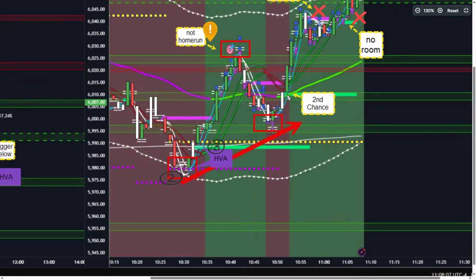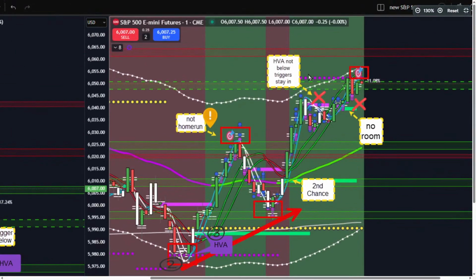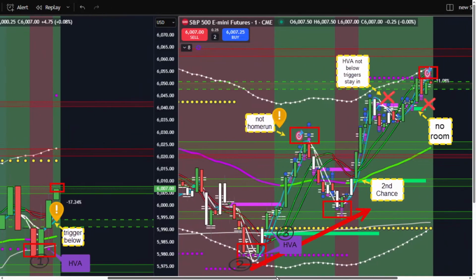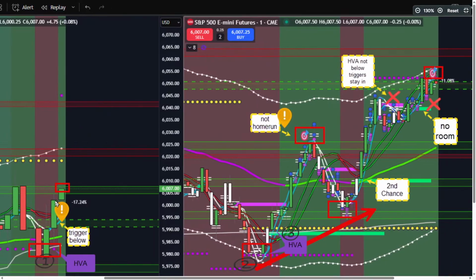Pulls back to a zone. There's a great second chance to take the long. And then you choose not to take the HVA here. Let's see. Because I think they hadn't reached the area yet. The small triggers hadn't rolled yet. And it goes right to the zone, and you're not taking a momentum trade here because you have no room to trouble. Did I read that right, Claire?